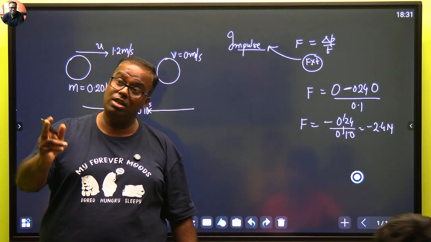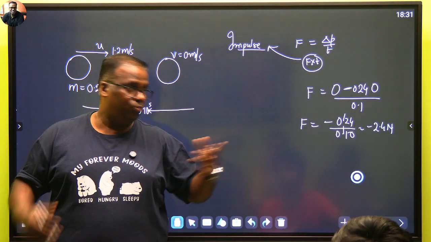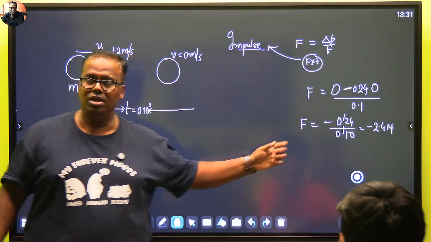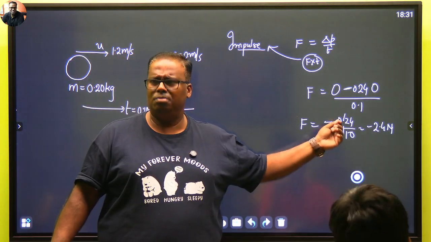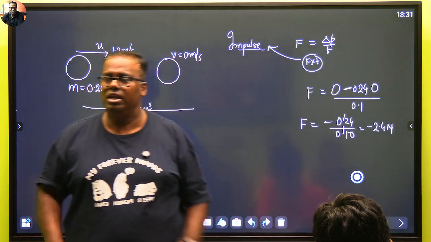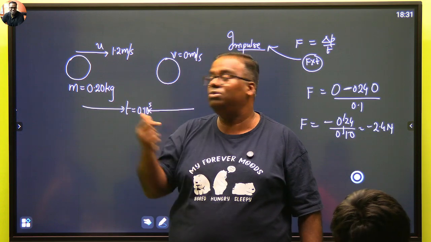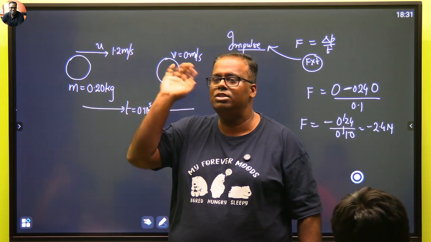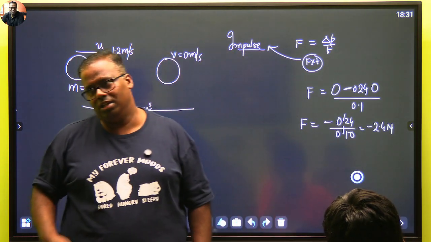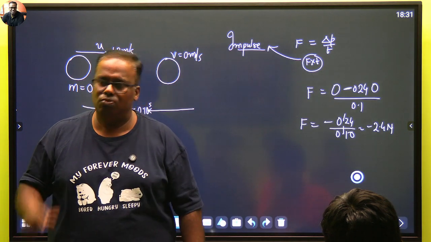Impulse. Now we are forcing negative, the force is coming negative, so what will you write? A force of magnitude 2.4 newton is acting opposite to the direction of the ball to bring it to rest in 0.10 second. Now we need to calculate the impulse. Impulse is what? Force into time.